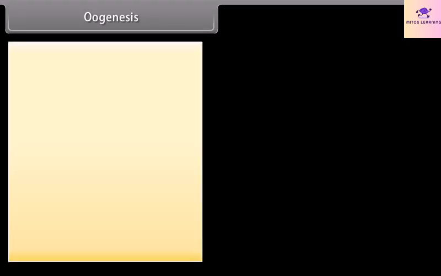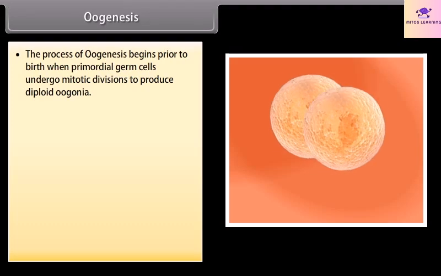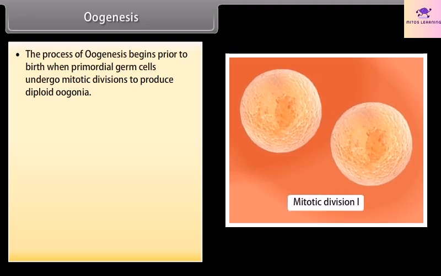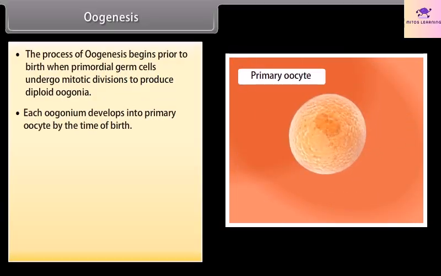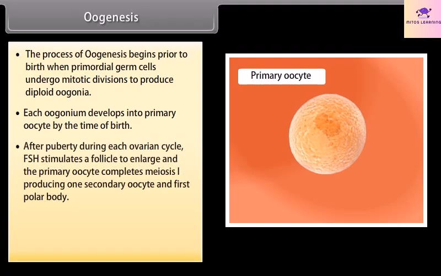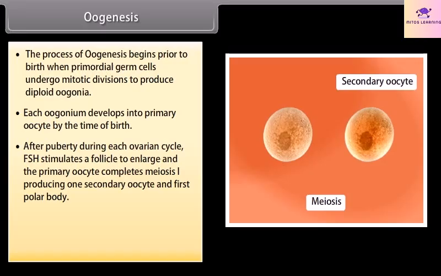Oogenesis. The process of oogenesis begins prior to birth when primordial germ cells undergo mitotic divisions to produce diploid oogonia. Each oogonium develops into a primary oocyte by the time of birth. After puberty, during each ovarian cycle, FSH stimulates a follicle to enlarge and the primary oocyte completes meiosis I, producing one secondary oocyte and first polar body.